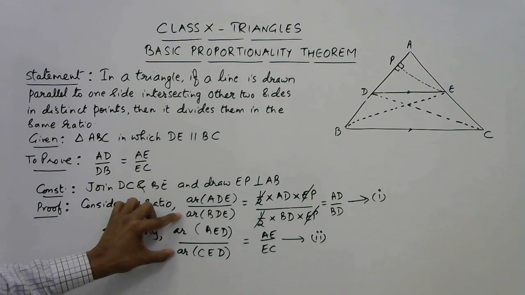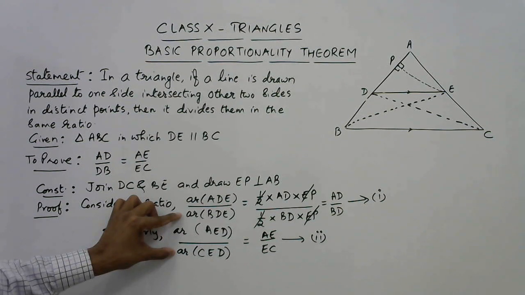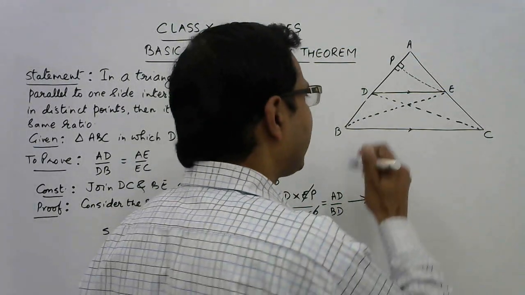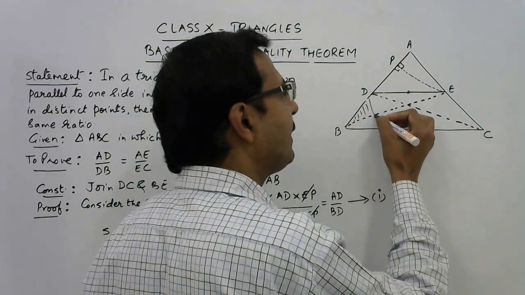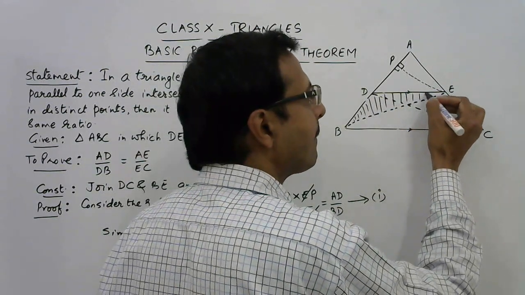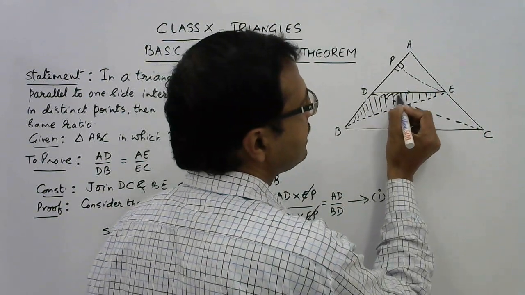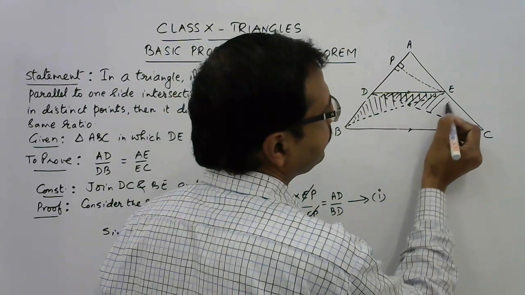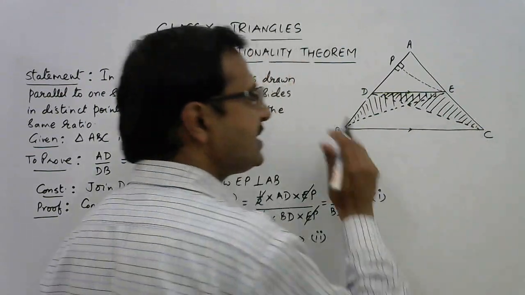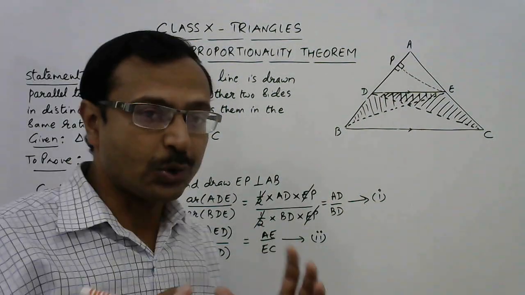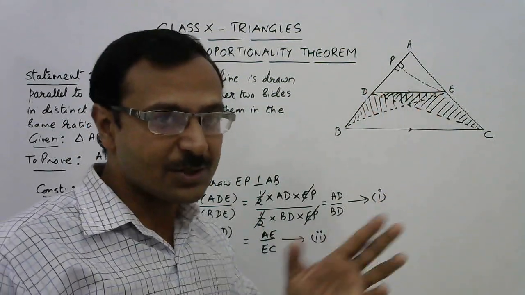And for equating the denominators, you need to recapitulate a theorem which you have done in class 9th. That is the chapter on area of parallelograms and triangles. In that chapter, we have done that whenever there are two triangles, I'll shade the triangles for you. BDE, this is one triangle, and CDE, this is the other triangle. Just see that these two triangles are actually drawn on the same base DE. There is a common base.